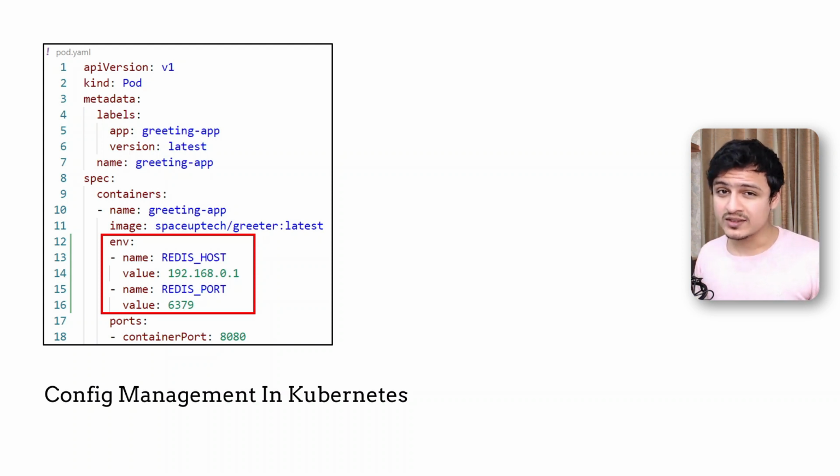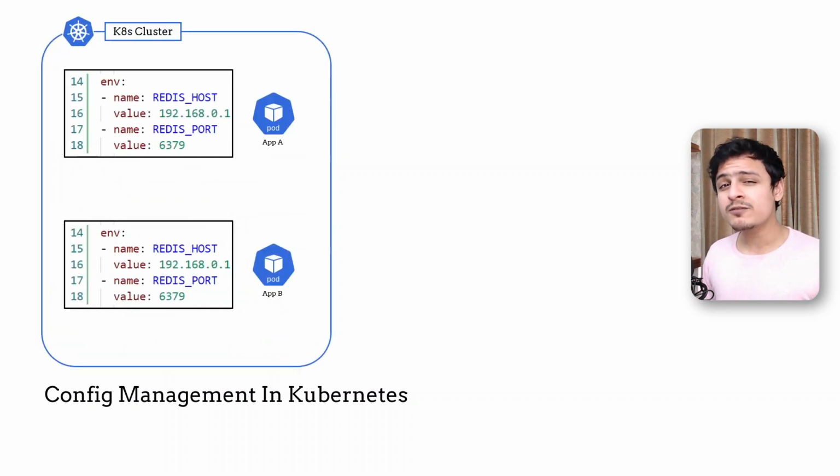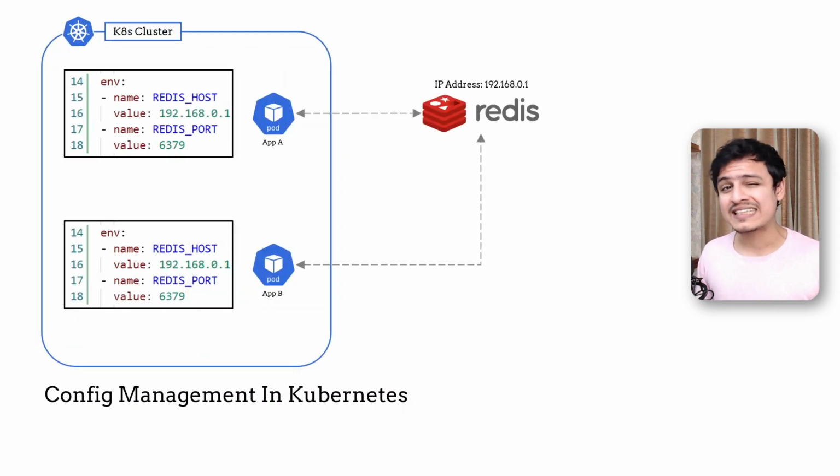While this solution works, it's got a small problem. Let's say we've got two pods. Both of them depend on a Redis cache and accept environment variables to configure the cache's host and port. The problem is, if tomorrow the host of my cache changes, it will get really difficult for me to identify all the pods which will get affected by it.